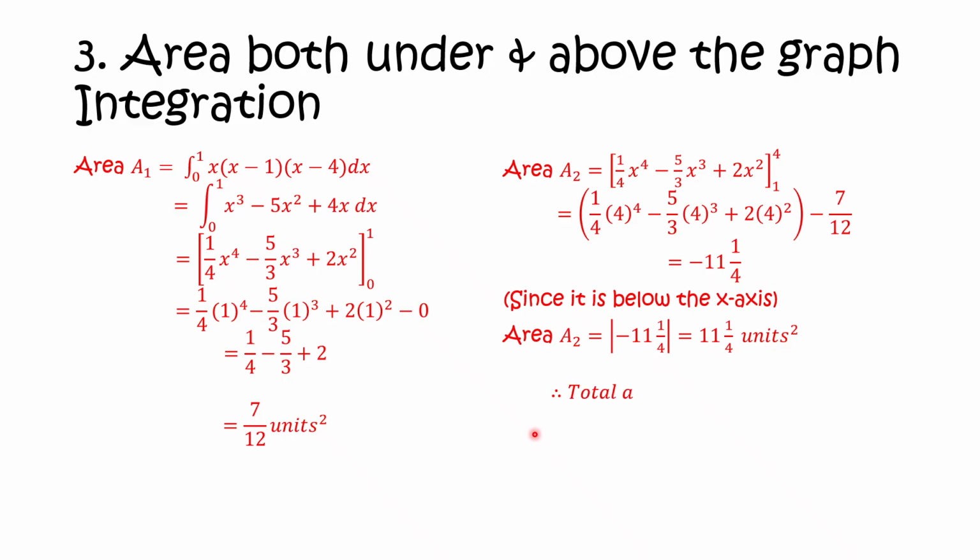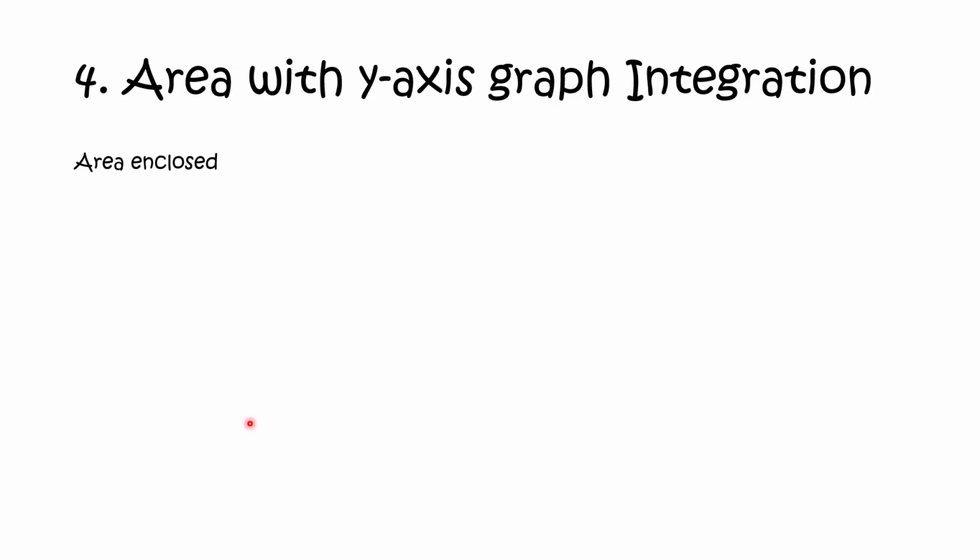So now the total area will be given by the area of A1 plus the area of A2. In so doing, we are going to have 7/12 plus 11 and a quarter, giving us 11 and 5/6 square units as our final answer. Let's look at another scenario.